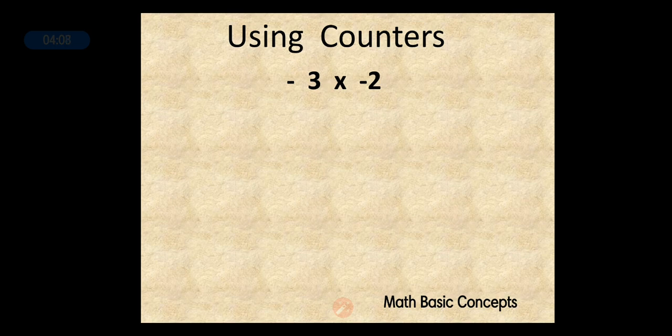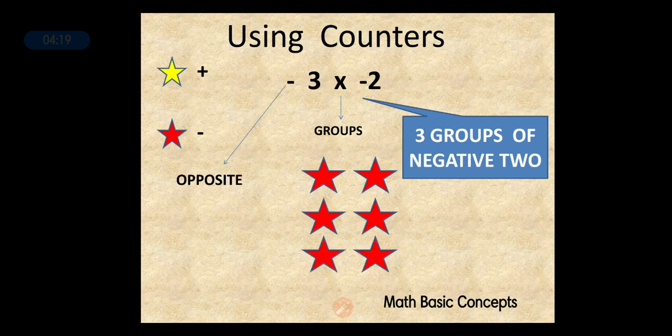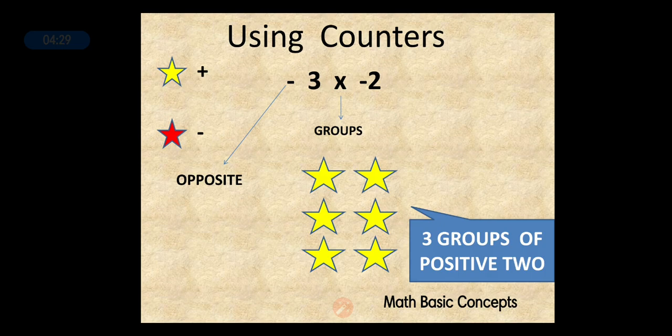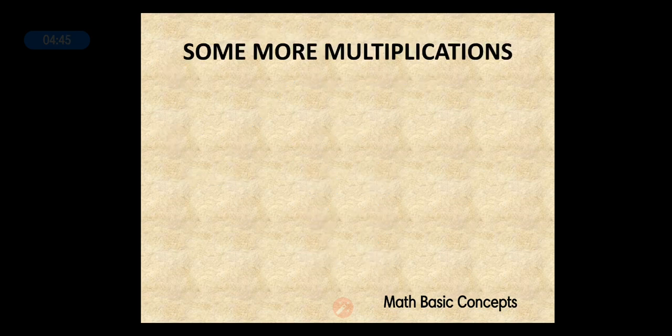Now let's multiply two negative integers. Continuing with the same process, we have three groups of negative 2. As we have negative in the beginning, we'll take the opposite of all the stars. So the opposite of all the red stars becomes yellow. Yellow is positive, so we have three groups of positive 2. Three groups of positive 2 mean six yellow stars. So that becomes positive 6.